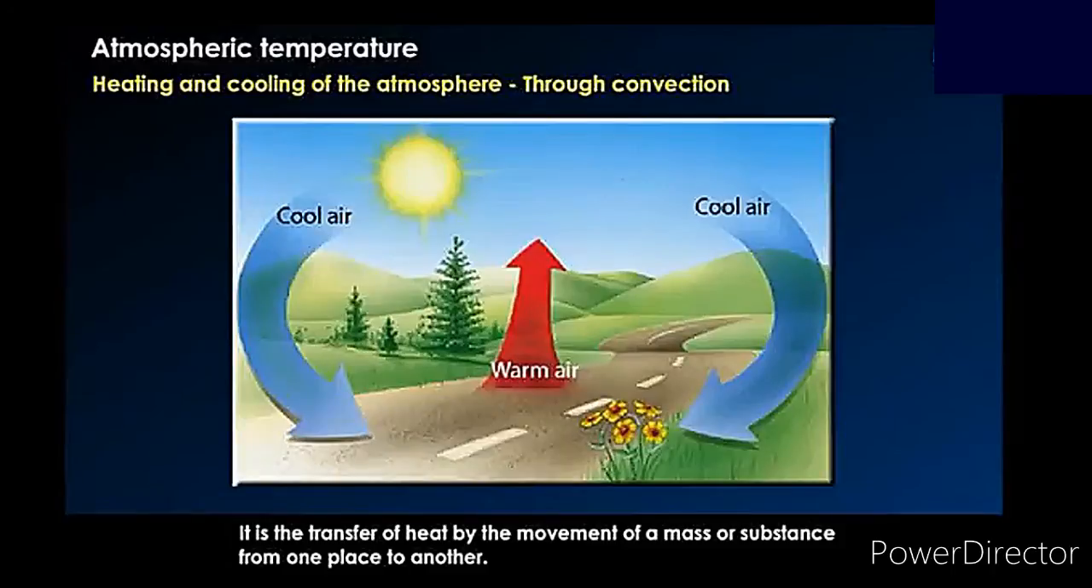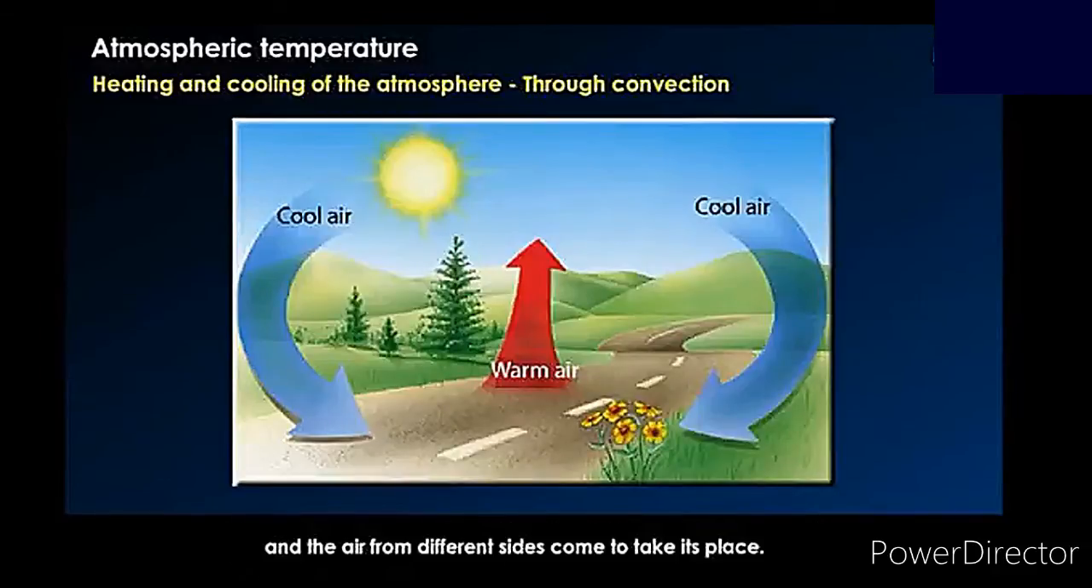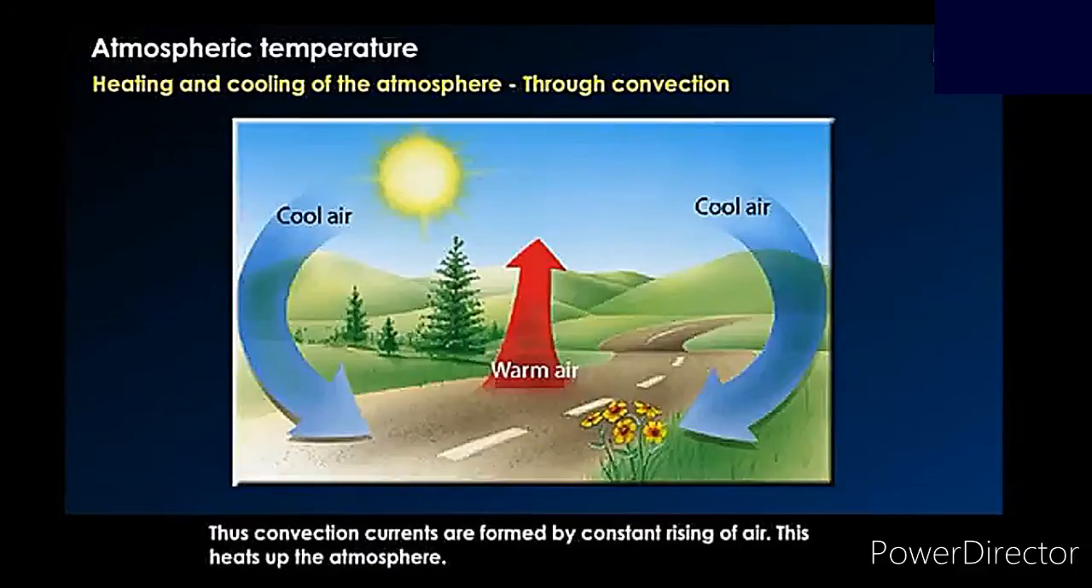Convection is the transfer of heat by the movement of a mass or substance from one place to another. When the air in the lower layer of the atmosphere gets heated, it expands and moves upwards, and the air from different sides comes to take its place. Thus, convection currents are formed by constant rising of air. This heats up the atmosphere.